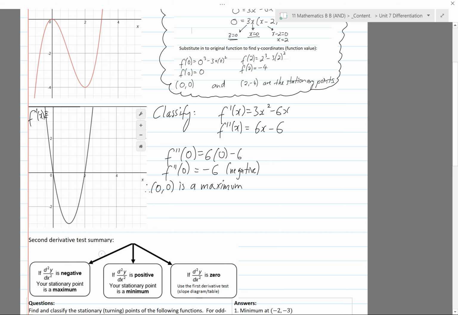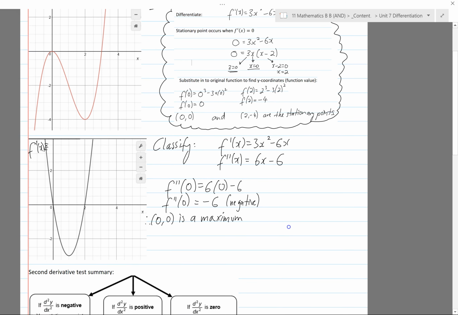You might be thinking, what's this d squared y dx squared? If I'm using y equals notation, my derivative can be y dash or dy dx. My second derivative would be y dash dash or d squared y dx squared. Just like this one down here. It's just a different notation.